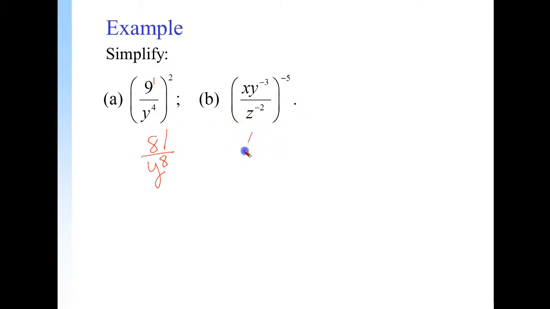Now this is going to be x to the negative 5, y to the 15th, and this is going to be z to the 10th, because it's negative times negative. And here, to put it as positive, y to the 14th over x to the 5th, z to the 10th.